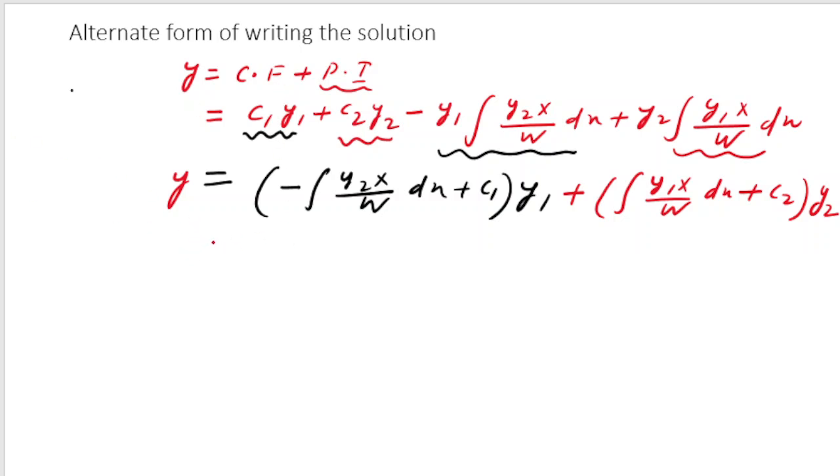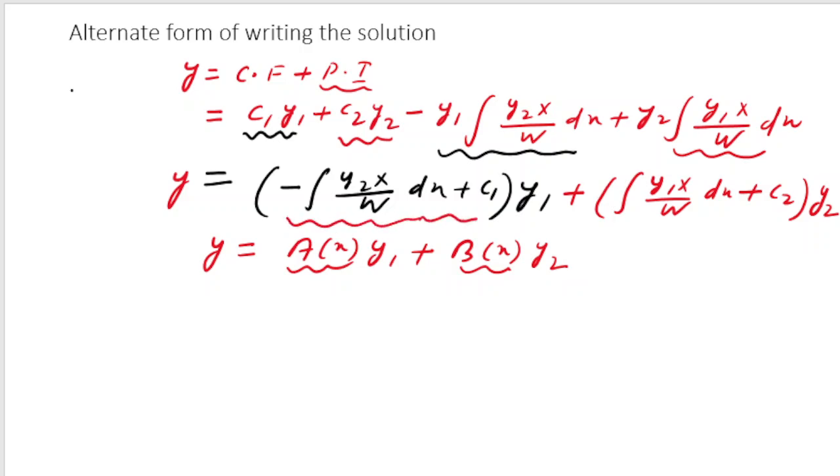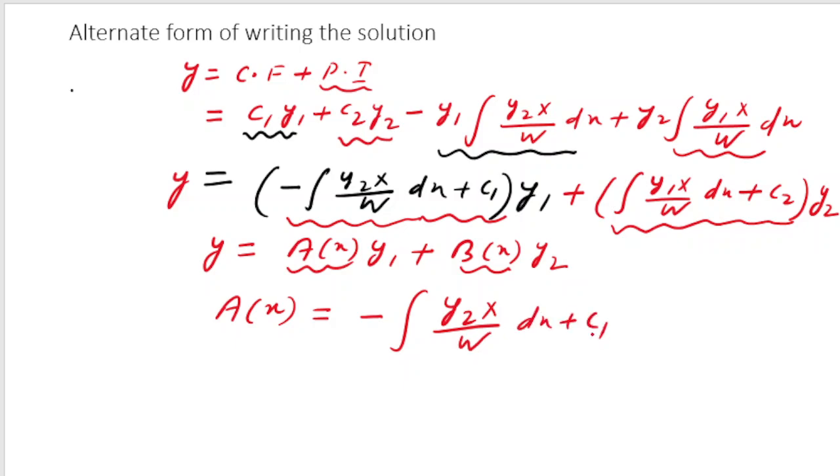So this is also a way to write the general solution, and sometimes they ask questions like this: if the general solution is written as A(x) y1 plus B(x) y2, then what are A(x) and B(x)? In this case you can clearly see that this term I have replaced by a function of x, that is A(x), and this term by B(x). So what is A(x)? A(x) is calculated using the formula minus the integral of y2 X by W dx plus c1, and B(x) is calculated using the formula the integral of y1 X by W dx plus c2.